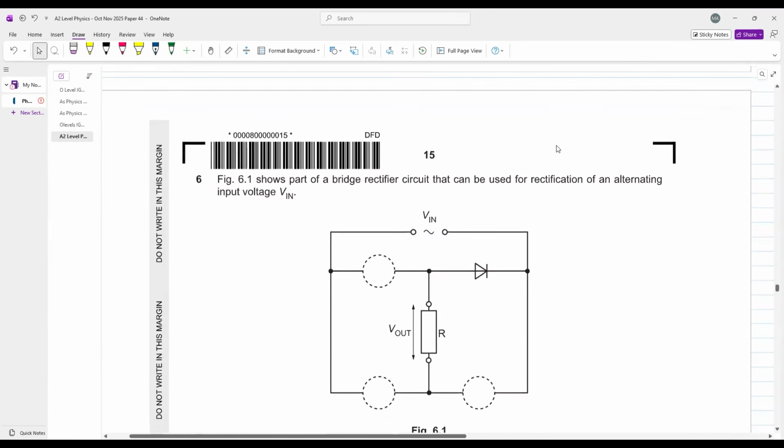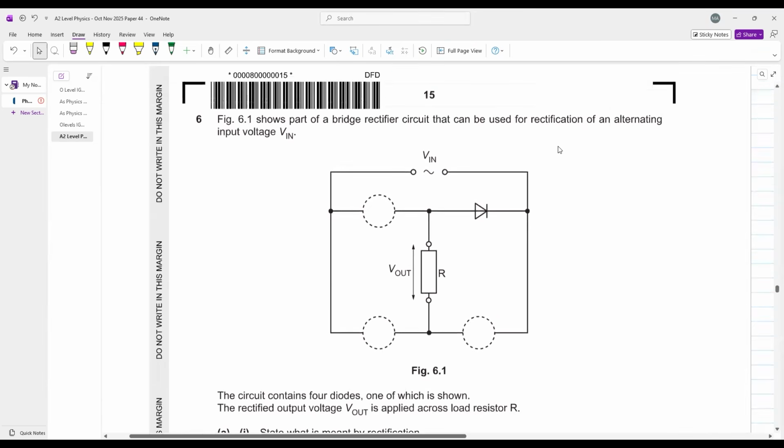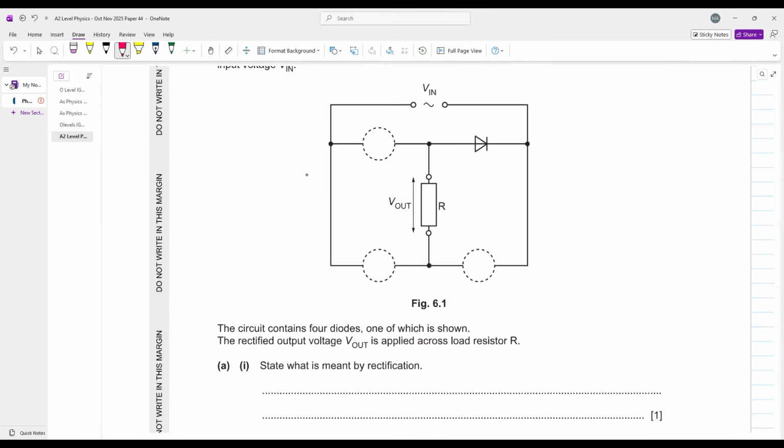Let's move ahead. Okay. Figure 6.1 shows a bridge rectifier circuit. Actually, you have a bridge rectifier circuit, no problems in that. That can be used for rectification of an alternating input voltage. The circuit contains four diodes, one of which is shown. The rectified output voltage is applied across the load resistor capital R.